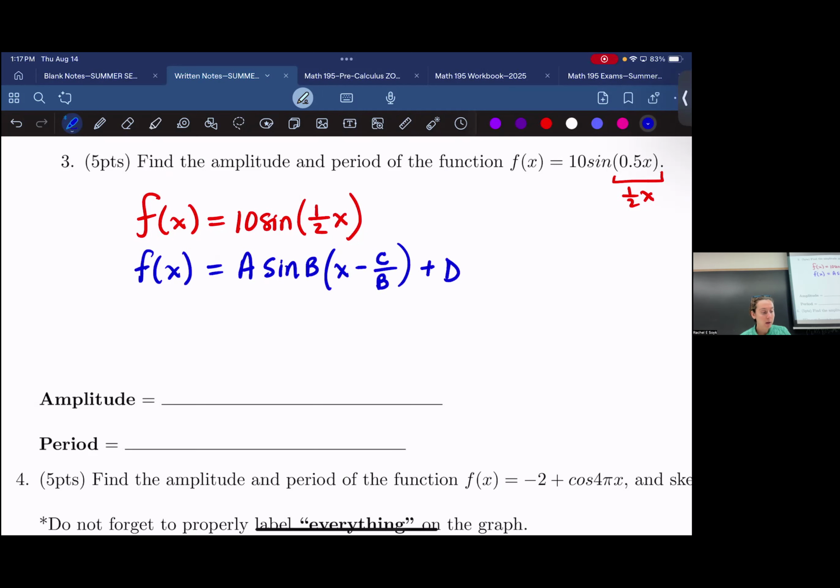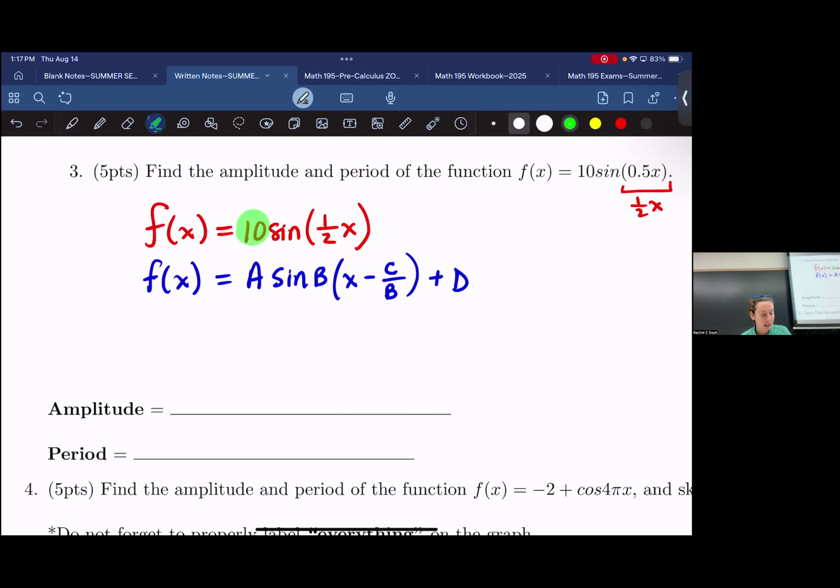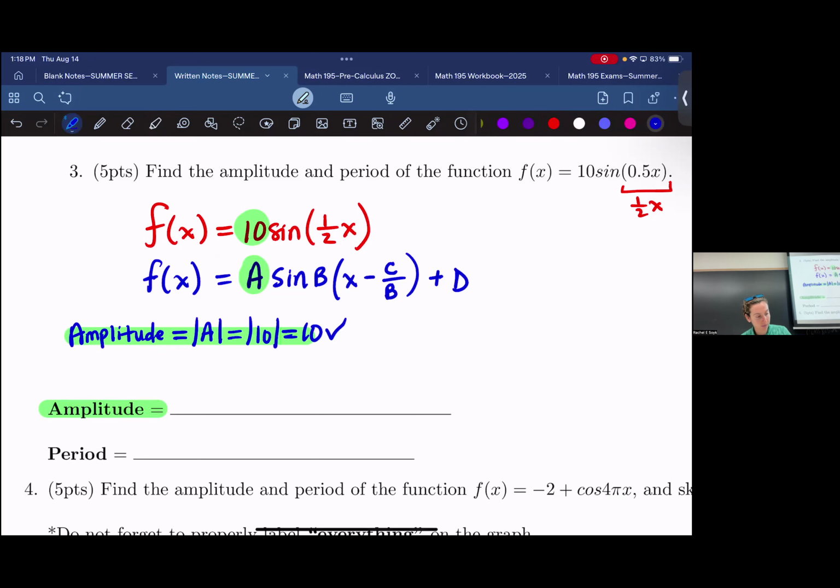And so now we can easily identify our amplitude. Our amplitude is our absolute value of A, which is just the absolute value of 10, which gives us 10.